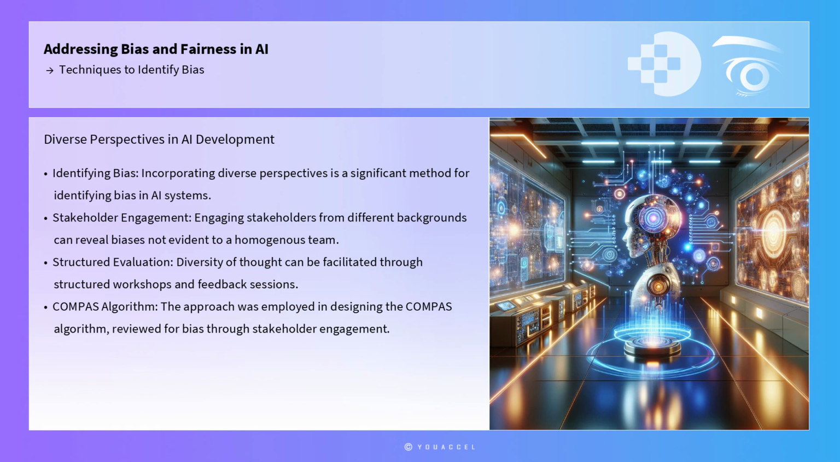Incorporating diverse perspectives is also a significant method for identifying bias. Engaging stakeholders from different backgrounds in the development process can reveal biases that might not be evident to a homogeneous team. This diversity of thought can be facilitated through structured workshops and feedback sessions, ensuring that the AI system is evaluated through multiple lenses. Such an approach was effectively employed in the design of the Compass algorithm, which, although initially criticized for bias against African Americans, underwent extensive review and improvement through stakeholder engagement.